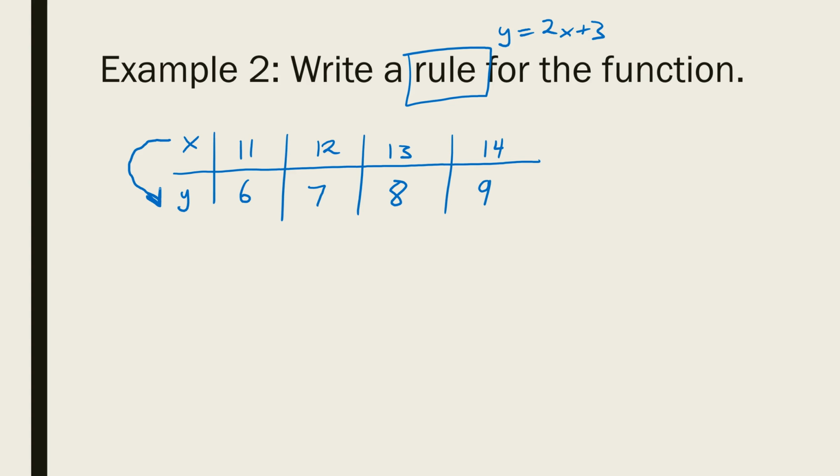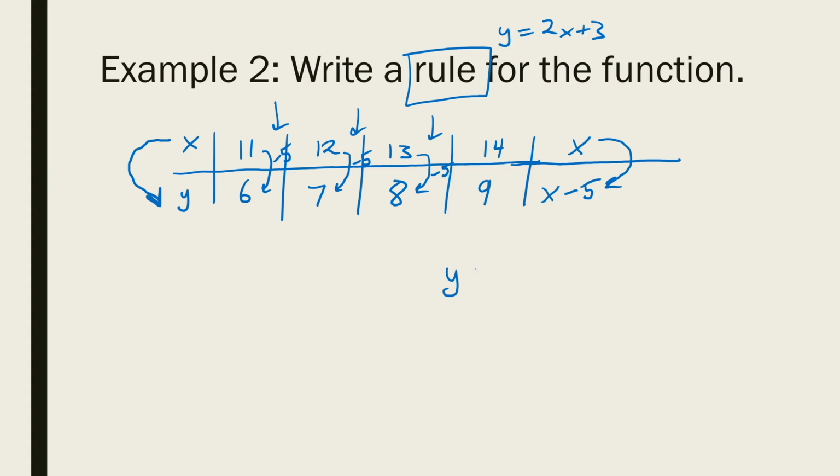Take a couple seconds and look at that. What do you think? How do I get from 11 to 6? How do I get from 12 to 7? How do I get from 13 to 8? Are you thinking to yourself, you subtract 5? Subtract 5, subtract 5. That looks like a pattern. So if I were to extend this chart to some random x, the way I get from the input to the output is, just like with this one and this one and this one, I need to take that x and subtract 5. That's the rule. So my rule is y equals x minus 5.